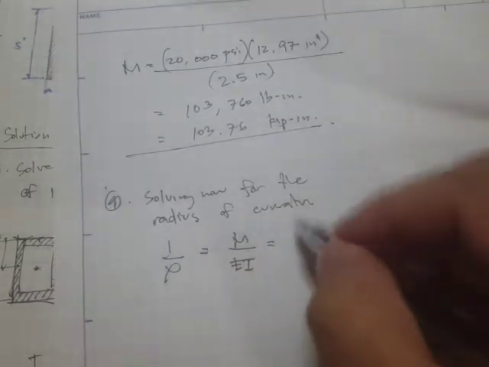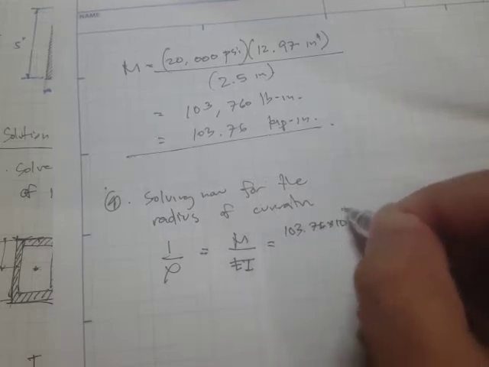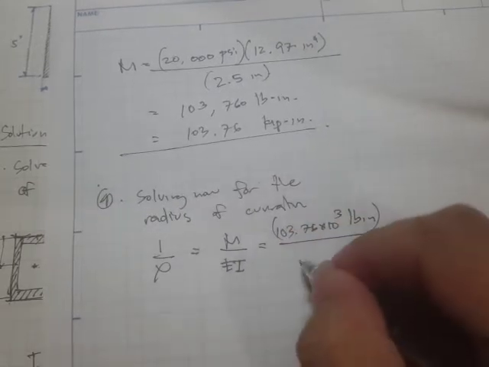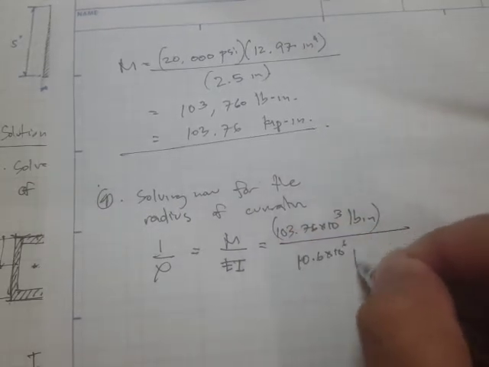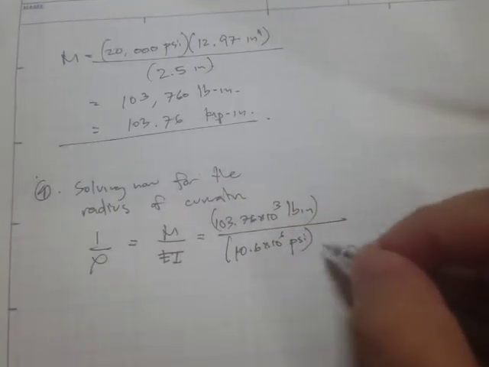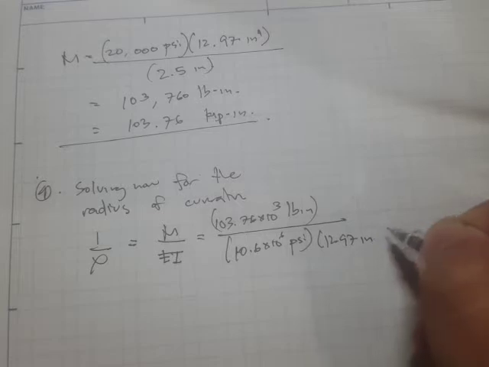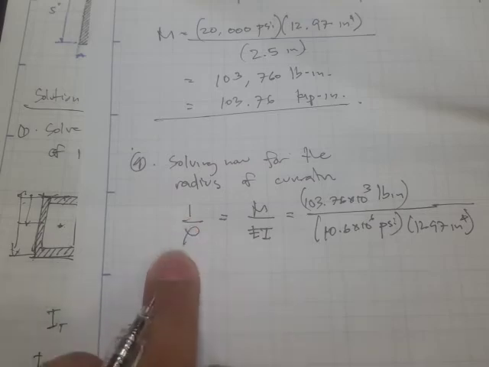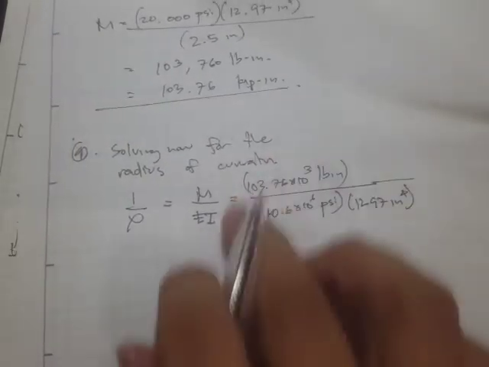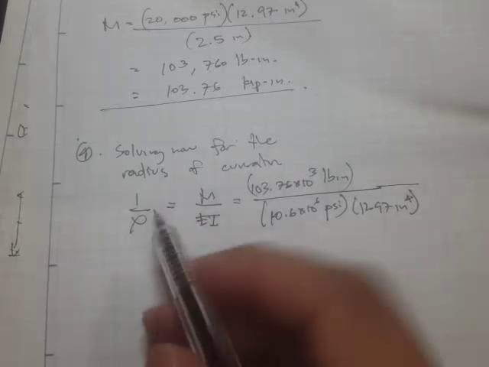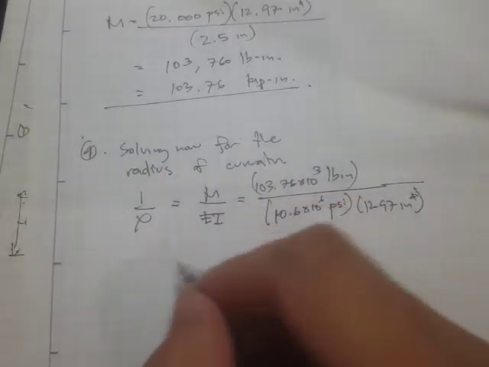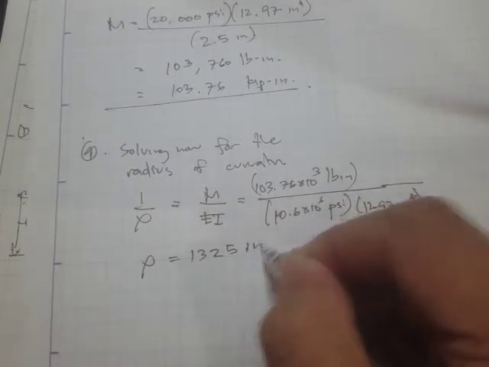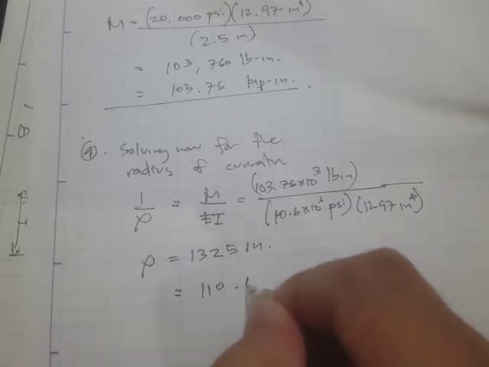Okay, and if we substitute the values, we have 103.76 times 10 cubed pound-inch divided by E, which is 10.6 times 10 to the 6 psi, and I is 12.97 inch, I think this is inch to the fourth. Just take note, this is 1 over rho, so if you compute this, you have to divide 1 by the answer. And what you get here is a rho of 1,325 inches, or in terms of feet, 110.4 feet.